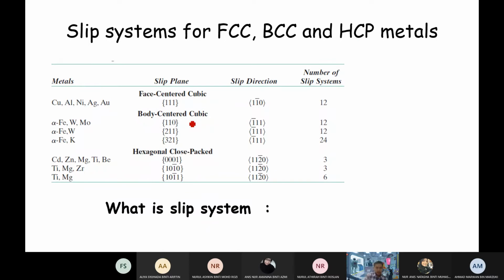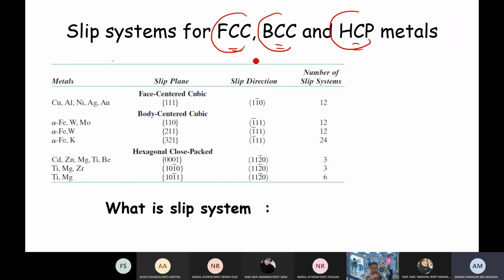Okay, you all dah belajar kan what is FCC, BCC and HCP? Ada tak? Dah belajar? Ingat lagi tak? Do you still remember what is FCC, BCC and HCP? Belajar bila ni? Belajar SM1. SM1, ingat tak lagi? Ingat. HCP tak tahulah. Ingat sikit-sikit lah kan? FCC dengan BCC lah.